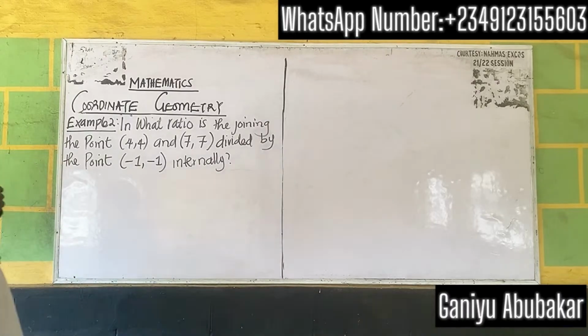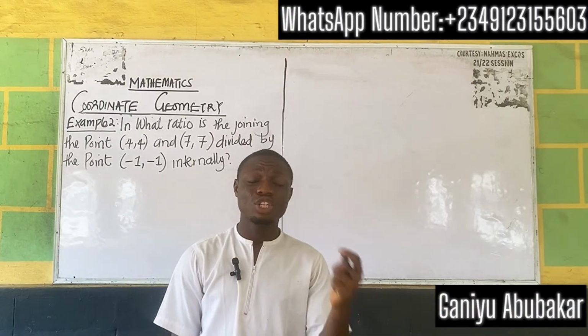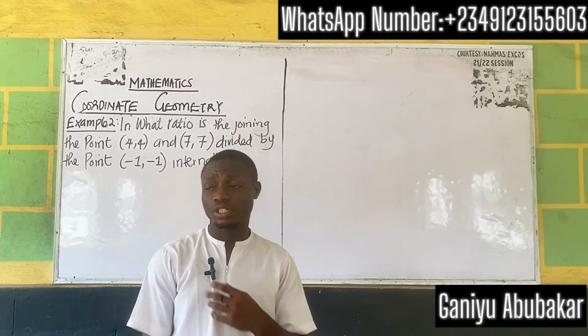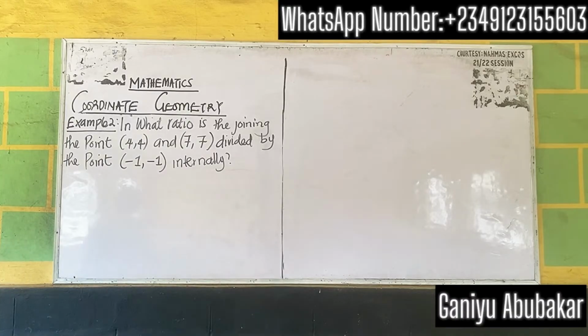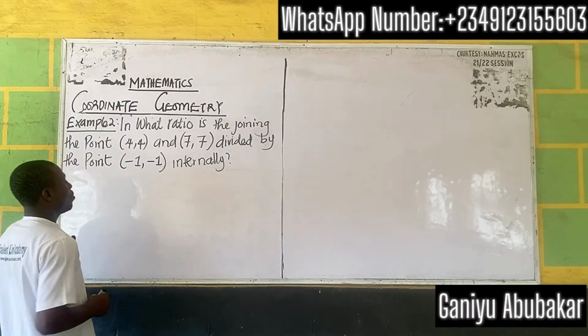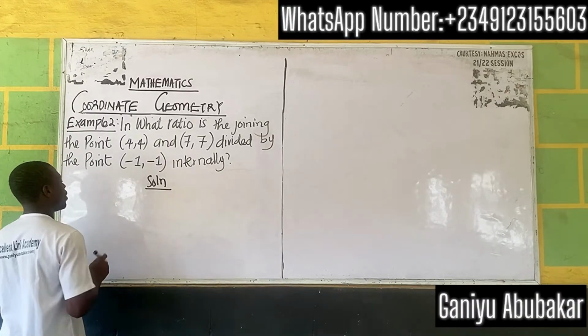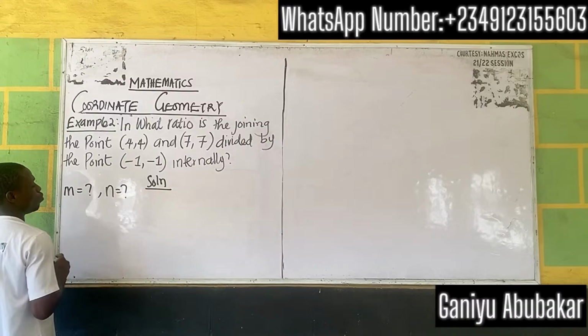From here, first things first. It says, what is the ratio? So we are asked to find the ratio, and our ratio in this case is nothing more than m and n. So we are asked to find the values of m and n. That's the task we are asked to do. So let's find m and n.